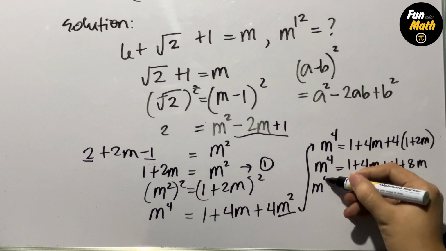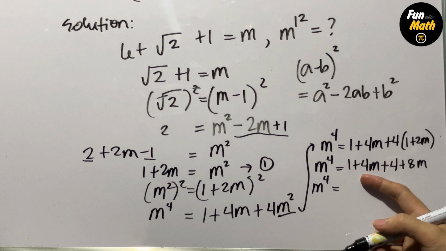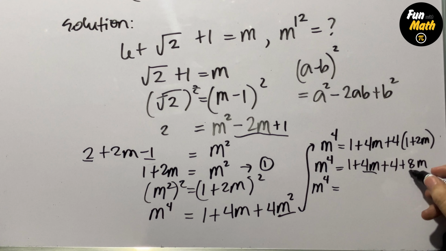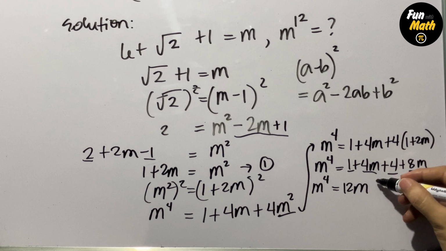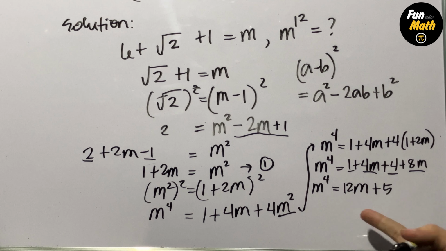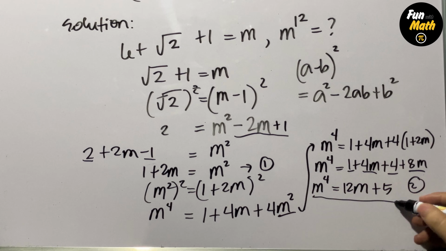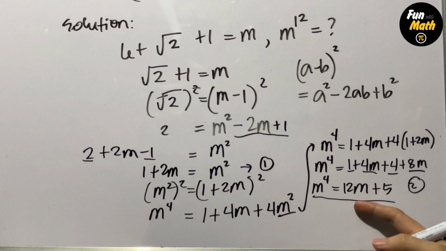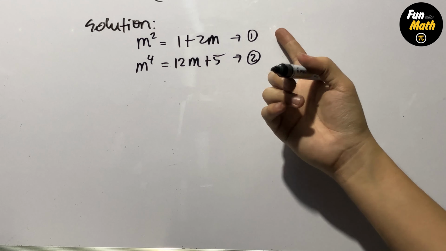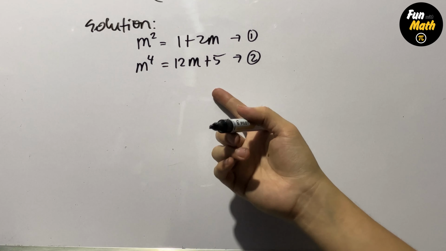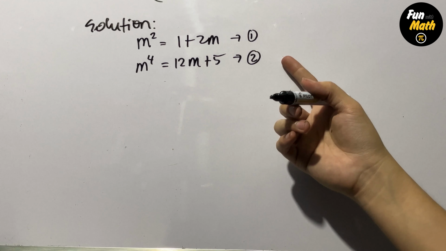So m to the power of 4 equals, let's start with the number with variable. So 4m plus 8m, that is 12m. And then 1 plus 4, that is 5. So plus 5. Now, this is our second equation. m to the power of 4 is equal to 12m plus 5. Now, next, we have the first and the second equation. What we can do is, let's multiply the two equations.